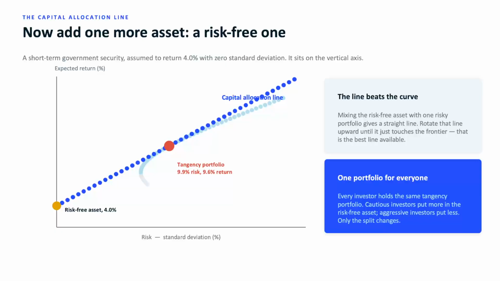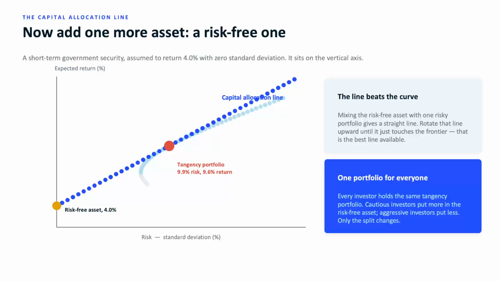So pick a portfolio on the frontier, draw the line, pick a different one, draw another line. Now, which line do you want? The steepest one? Because for every unit of risk you take, a steeper line hands you more return. So rotate that line upward as high as it will go until it just barely touches the frontier. And that is exactly one point. That point is the tangency portfolio, 9.9% risk, 9.6% return, and that line is the capital allocation line.